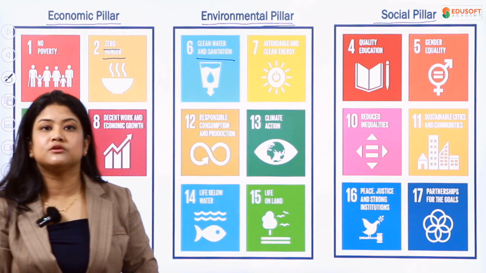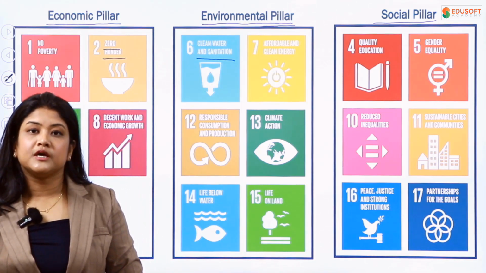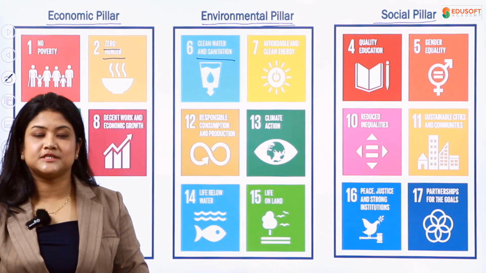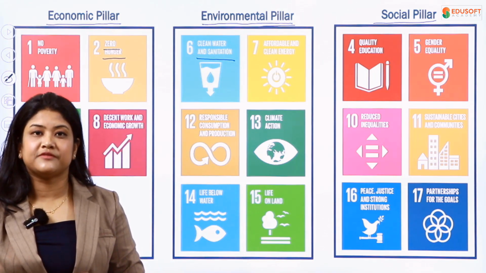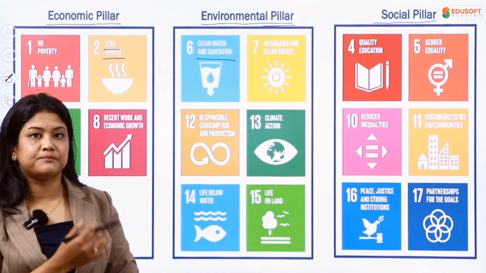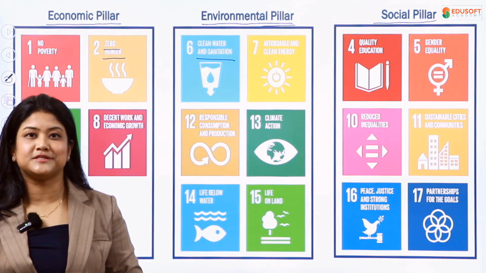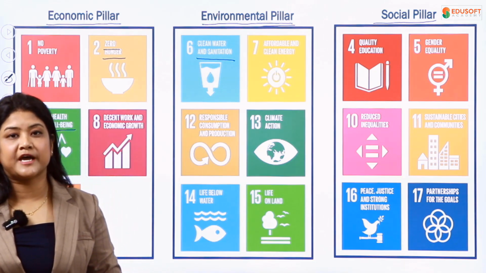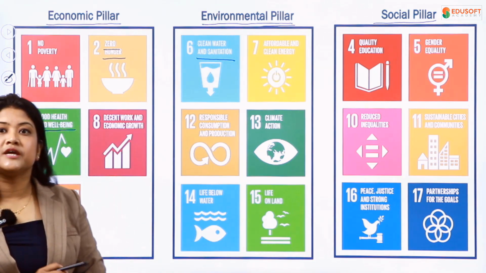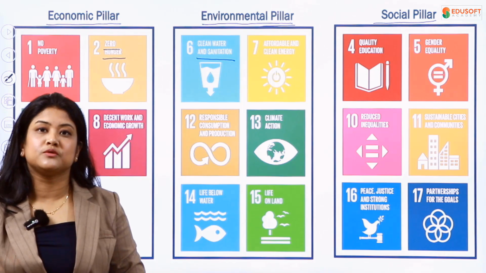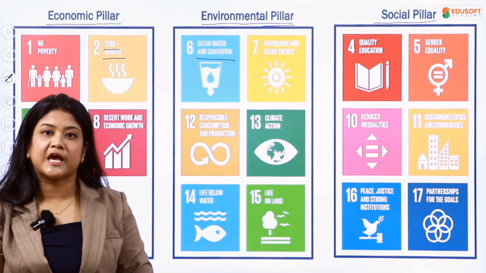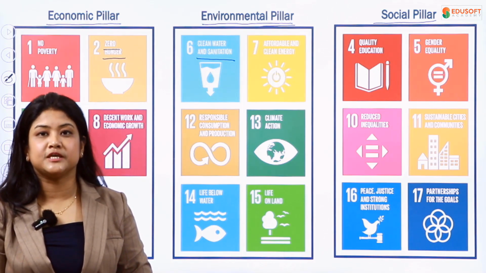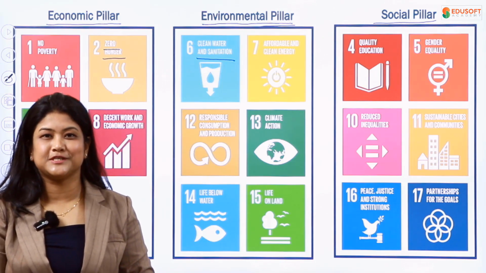So as you can see on the slide, we have a total of 17 goals in SDGs, and they can again be divided into different pillars. That is, they fall under different pillars: economic, environmental, and social. Under the economic pillar, we have 5 global goals. Under the environmental pillar, 6 global goals, and under the social pillar, we have 6 global goals again, making a cumulative total of 17 global goals.